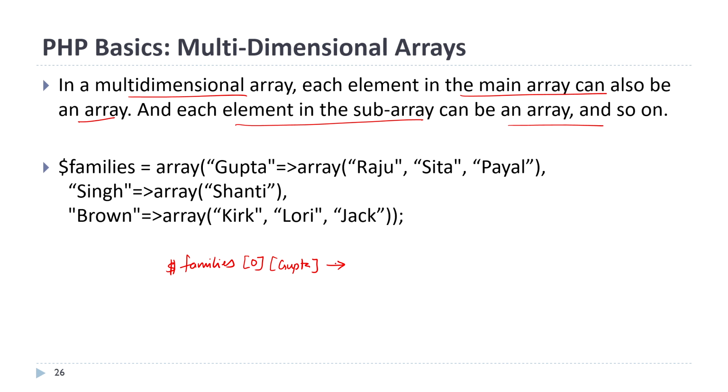So family[0][Gupta][0] will be Raju, [1] will be Sita, [2] will be Payal. In the same way, family 1 has a Singh also, and there is only one, Shanti. And then there is a third one, which is called Brown. So you can have multi-dimensional arrays like this. I would request you to get into multi-dimensional arrays only once you become very, very confident with associative arrays, otherwise it can be slightly confusing for you.